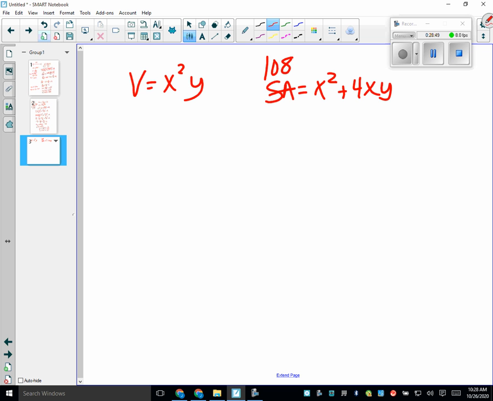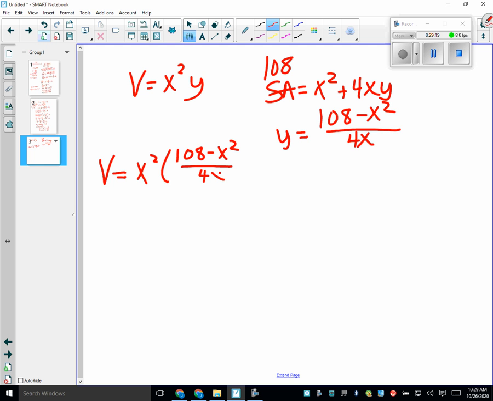I have to solve that for a letter. What letter? Y. Y would be the easiest. So is y equal to 108 minus x squared over 4x? So volume is x squared times 108 minus x squared over 4x, right?